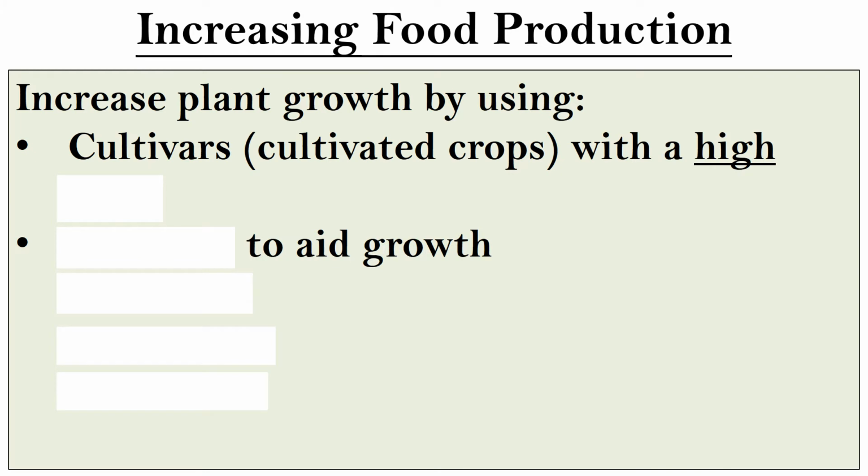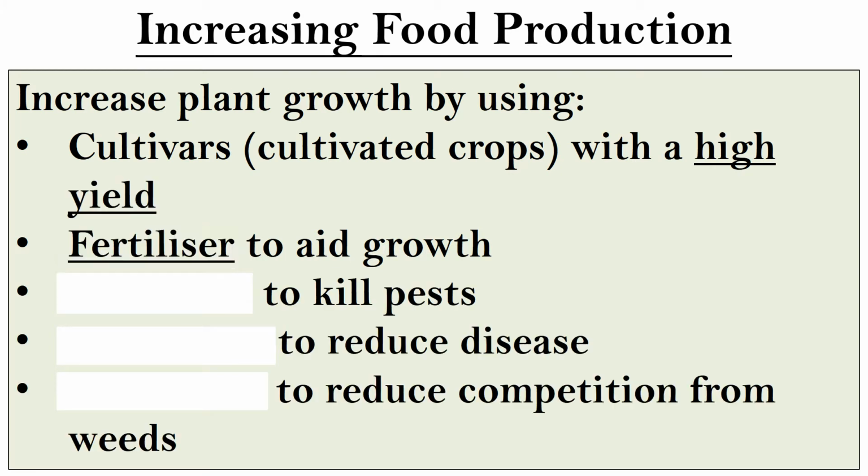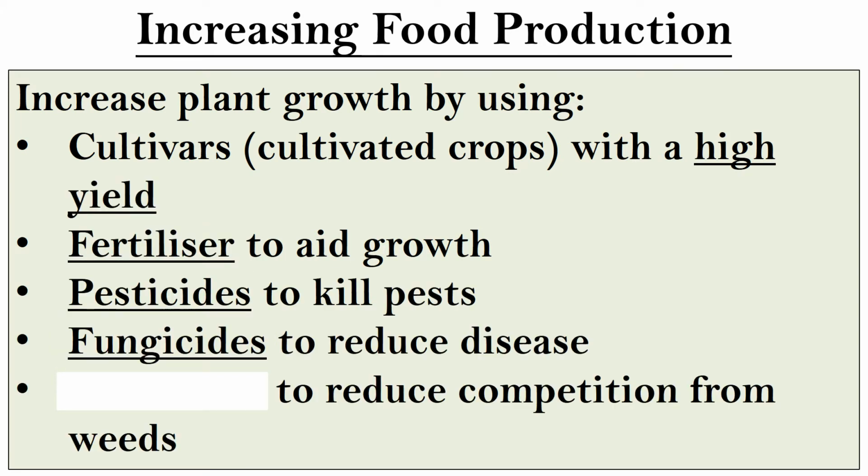Methods of doing that, there's a few. So use particular crops which have got a high yield, and then after that you're kind of getting into the territory of using chemicals. So fertilizers, I suppose it could just be manure, so that's a natural fertilizer, or pesticides, fungicides, herbicides.